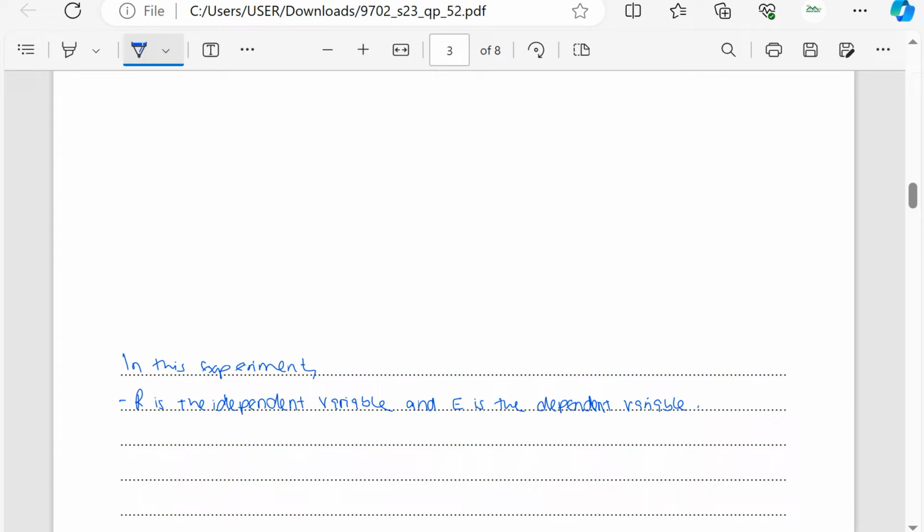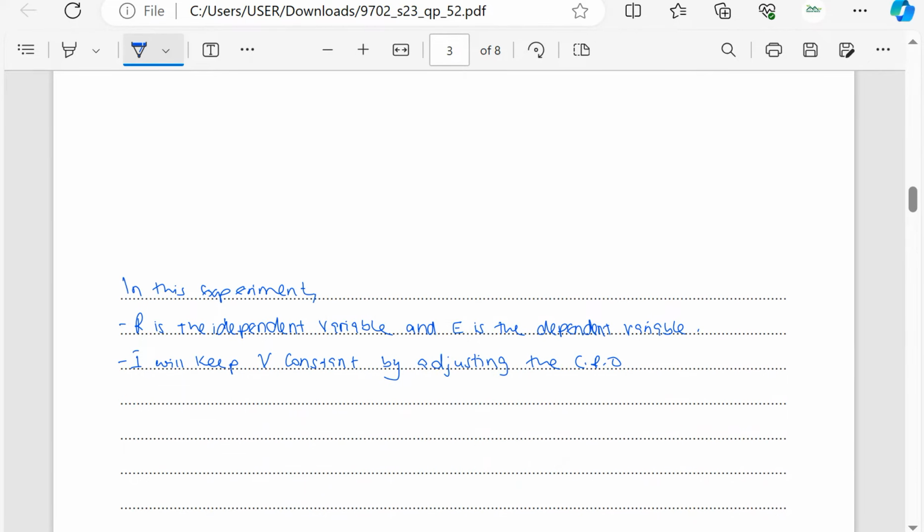E is the dependent variable, so I will keep V constant. And I've shown you how you'll keep V constant: you'll be adjusting the CRO. I also said I will keep the number of turns on both coils constant, because the number of turns affects the induced EMF, so it should be constant.